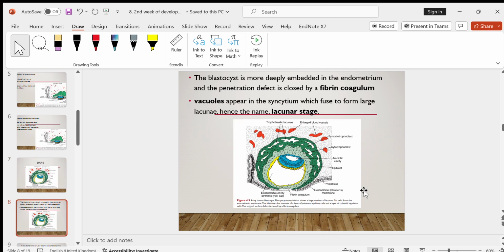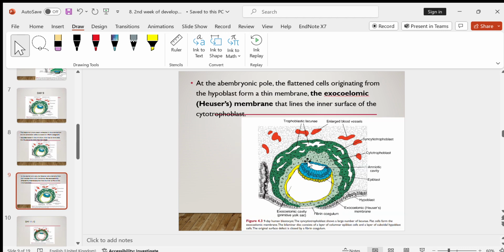Now on day 9, what happens? The blastocyst is more deeply embedded into the endometrium, and the penetration defect is closed by a fibrin coagulum. Next, small vacuoles appear in the syncytium. This dark green part is the syncytiotrophoblast, and this dirty green is the cytotrophoblast. So in this syncytium, these vacuoles, empty spaces, appear. They increase in size and join together and form lacunae. And this stage at the ninth day of development is called the lacunar stage because of the development of lacunae.